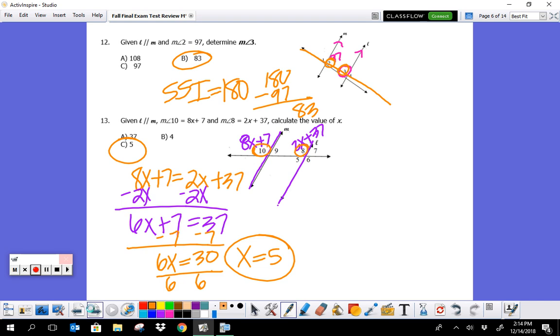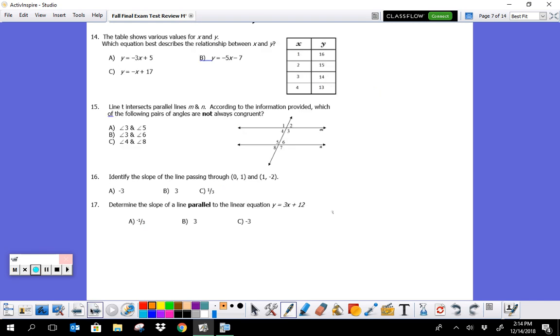Okay, number 14. The table shows various values for x and y. Which equation best describes the relationship between x and y? Now these, you could type in your y equals on your calculator and pull up the table, see which one matches the table, okay? If you don't know how to do these.